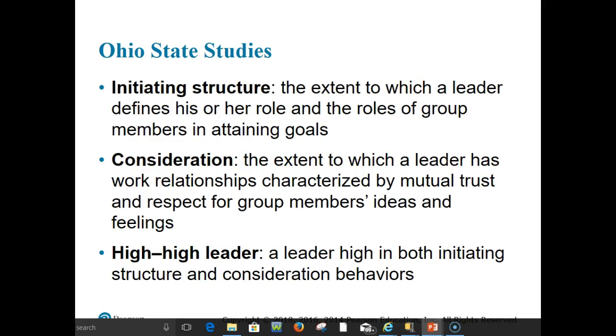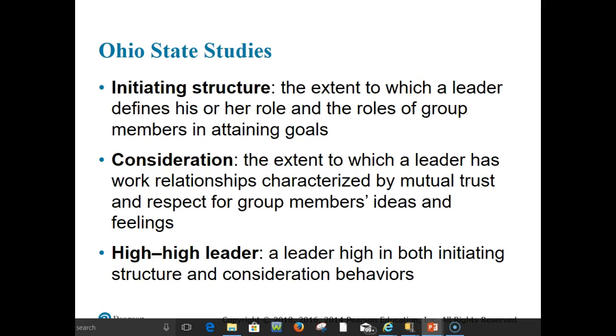Now, the Ohio State studies identified two important dimensions of leader behavior. The first was called initiating structure, which referred to the extent to which a leader defined his or her role and the roles of group members in attaining goals. It included behaviors that involved attempts to organize work, work relationships, and goals.